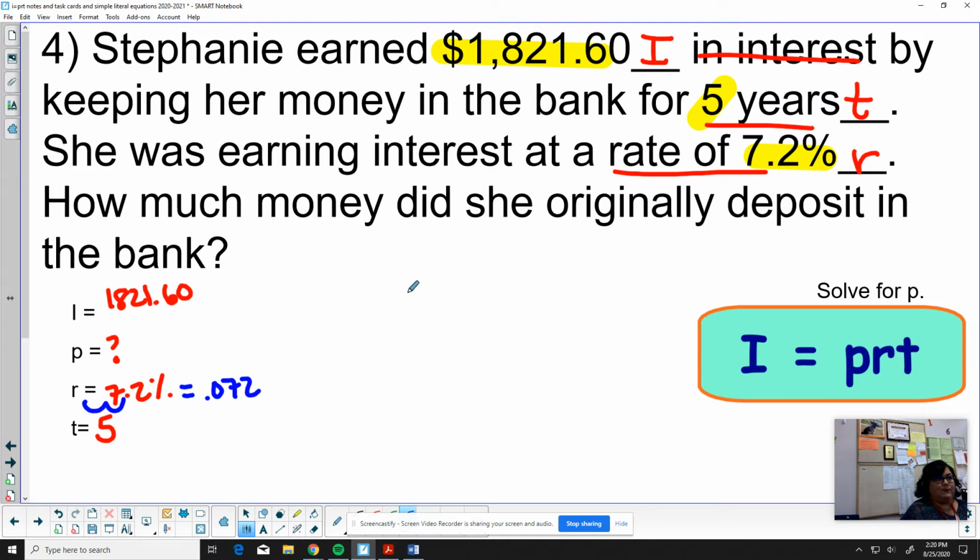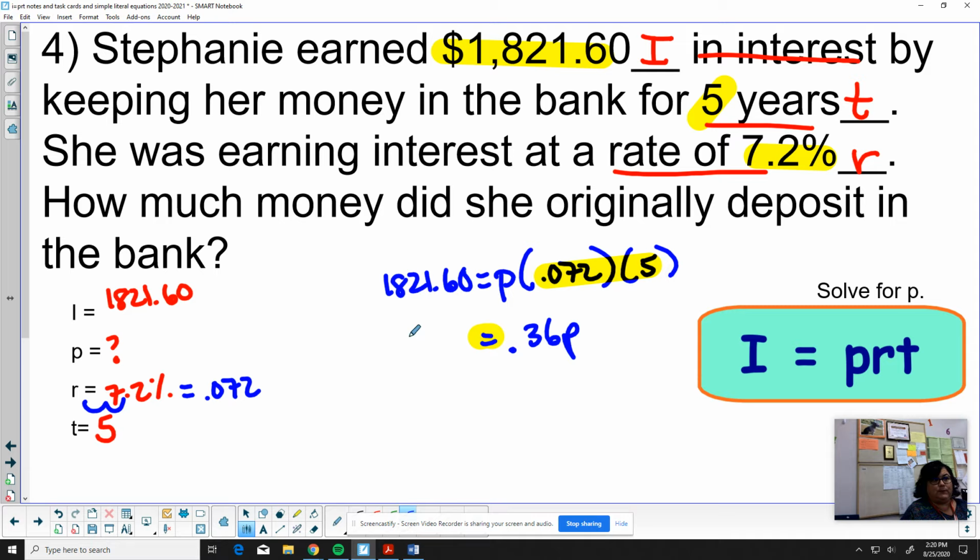In for I put 1821.60. In for P, I don't know P, so I put a P. R is 0.072, and time is 5. These two need multiplied. So let's multiply using your calculator. 0.072 times 5 is 0.36, and P stays with it. The other side, 1821.60. All that did was drop down. Now I divide by 0.36.